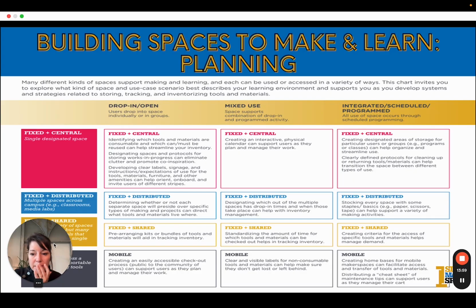The next one is a fixed and distributed space. We've seen this in a lot of schools that we have done where they've chosen to have multiple spaces placed across their campus. Maybe that's a library space that has a corner or an area dedicated to making, but there is also a makerspace in the building, and there is also a room designated for robotics.